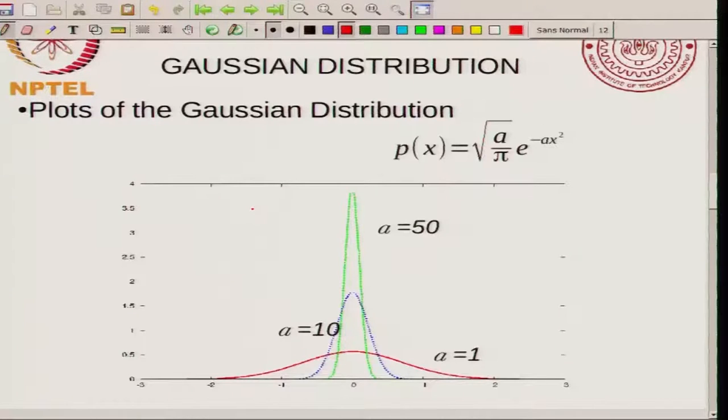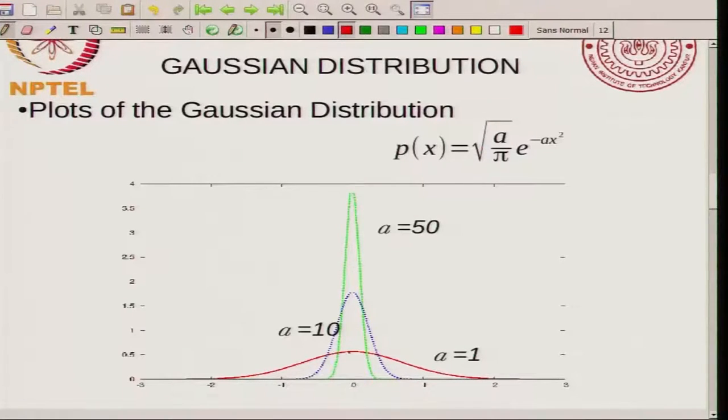So, what does the Gaussian distribution look like? Suppose you plot the Gaussian distribution. So, p of x is square root of a by pi e to the minus a x square. If a equals 1, then you have this red curve. Okay, this red curve right here, this is for a equal to 1. For a equal to 10, you get the blue curve. Okay, notice that the blue curve is slightly higher peaked at x equal to 0, but it decays faster.